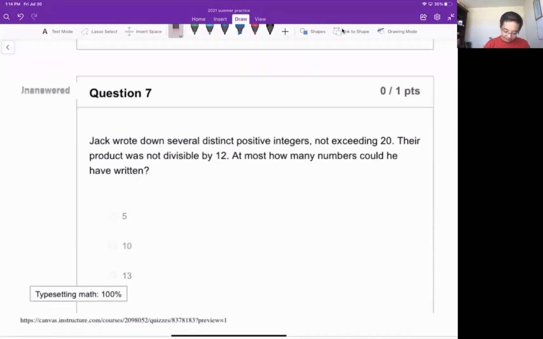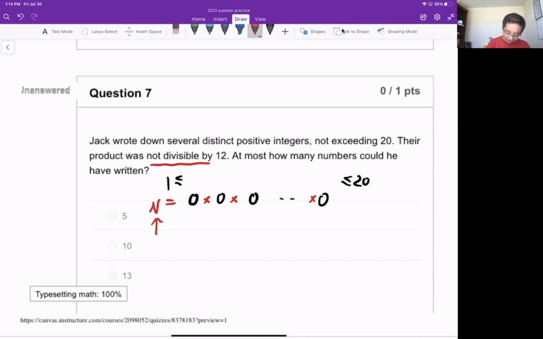Question number 7. The problem says Jack wrote down several distinct integers, and all of them are between 1 and 20. And then we look at the product of these integers. Let's call this n. The requirement is that n is not divisible by 12. And then at most, how many numbers could he have written down?